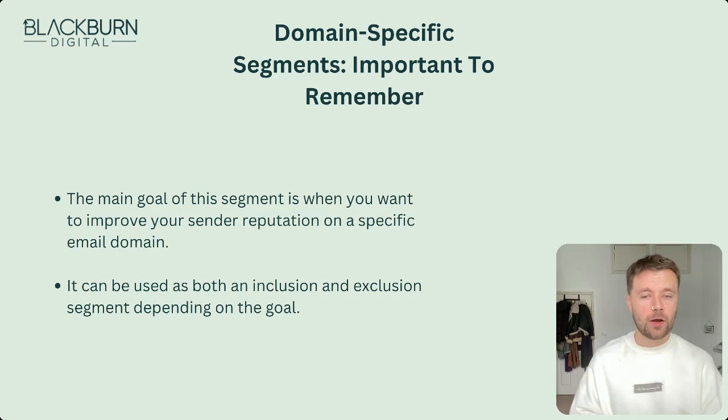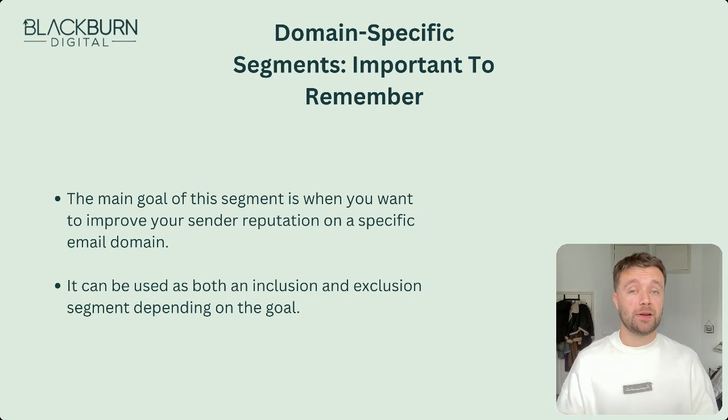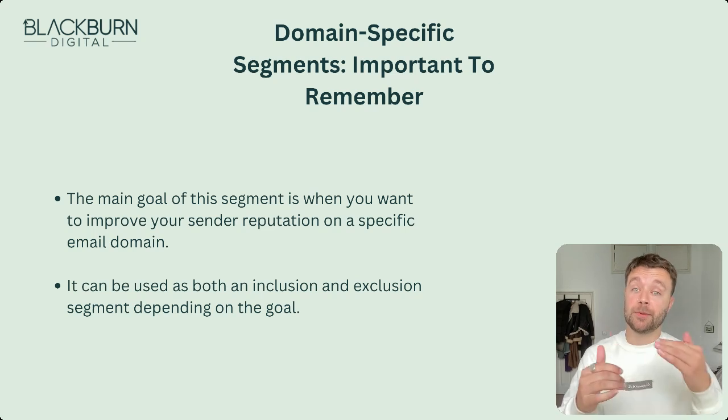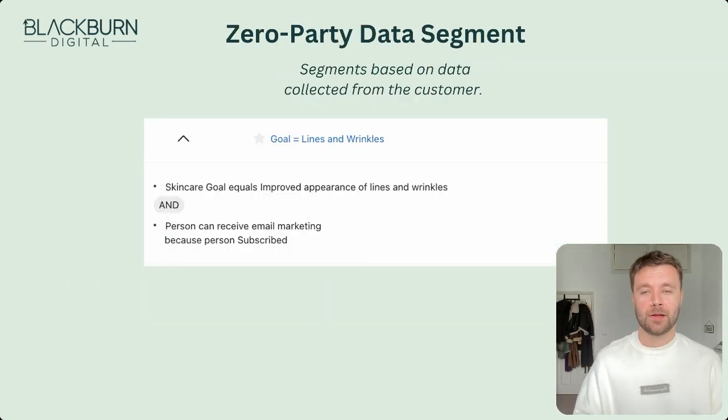And again here, main goal is we want to improve the sender reputation, but also a really important point, it can be used on both an exclusion and inclusion segment. So we might want to exclude people that are on Hotmail for a few campaigns just to boost deliverability, but we'll go on to that again soon.